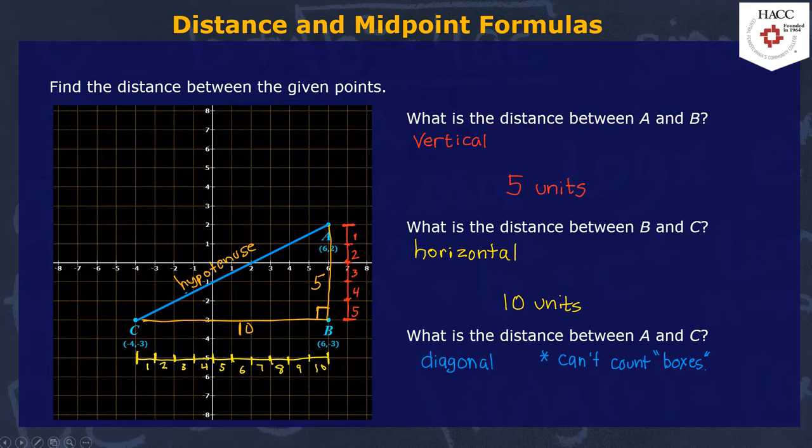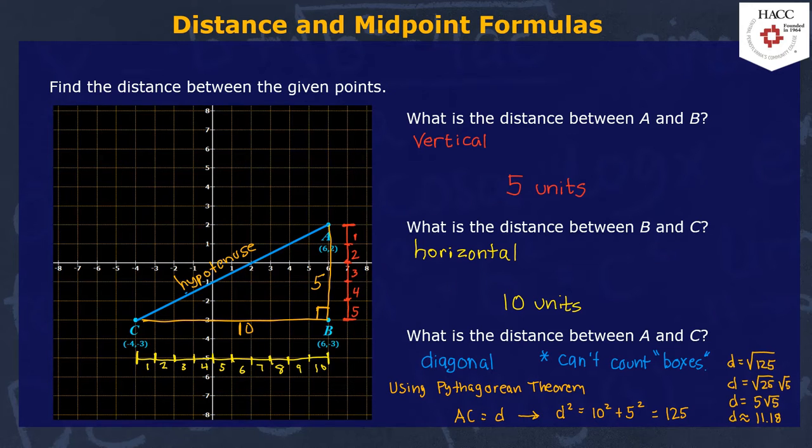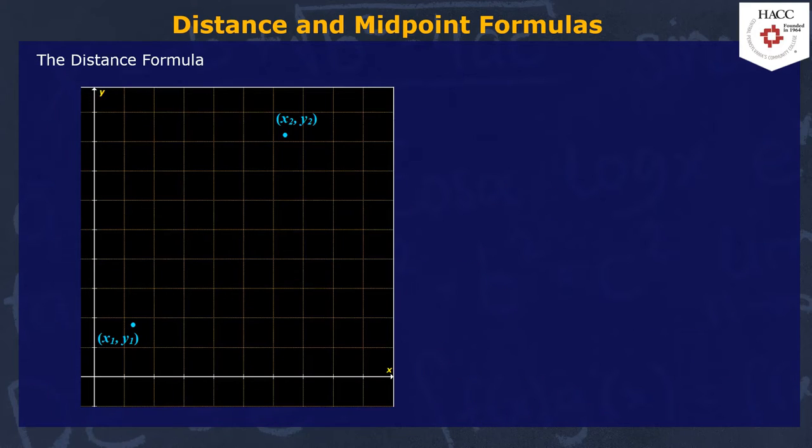So as a result, if I just apply the Pythagorean theorem and say that d squared equals 10 squared plus 5 squared, which is 125, and then I square root both sides, the distance is the square root of 125. If I simplify that, I get 5 times the square root of 5, or approximately 11.18 units. So basically, if I apply the Pythagorean theorem, I can find that distance pretty easily. And that is where the distance formula comes into play.